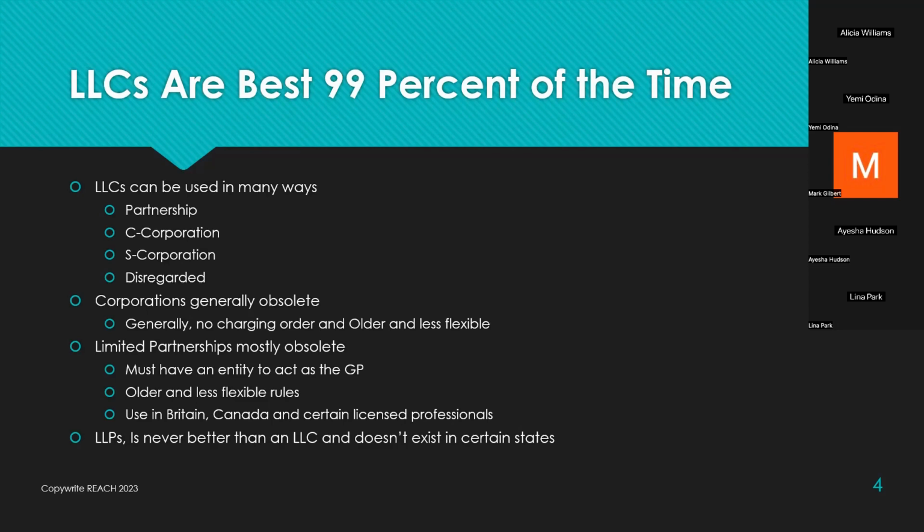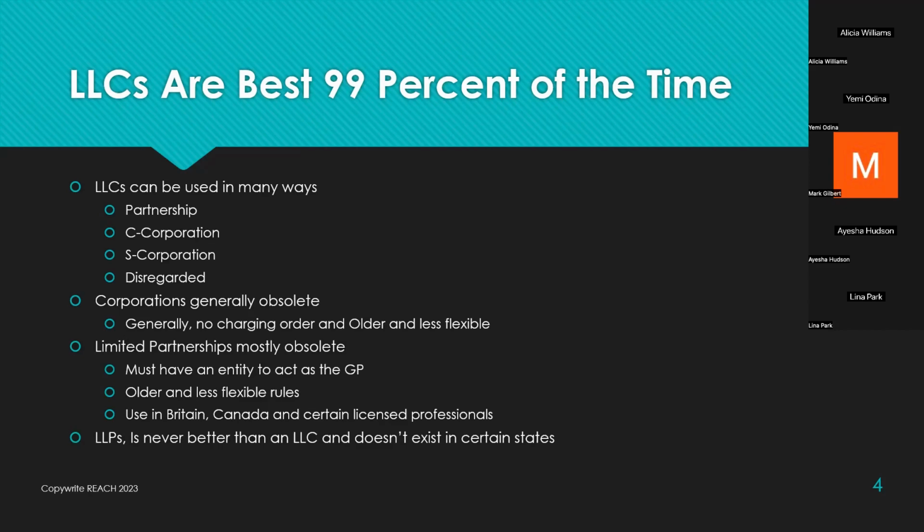The downside to limited partners is that you have to have a general partner in a limited partnership. So you have to name a general partner, and the general partner is the one who has all of the risks associated with it most of the time. Again, the rules are older and less flexible. I will say that in a lot of the English-speaking countries like Canada, Britain, Scotland, and I do believe Australia, they use LPs a lot.